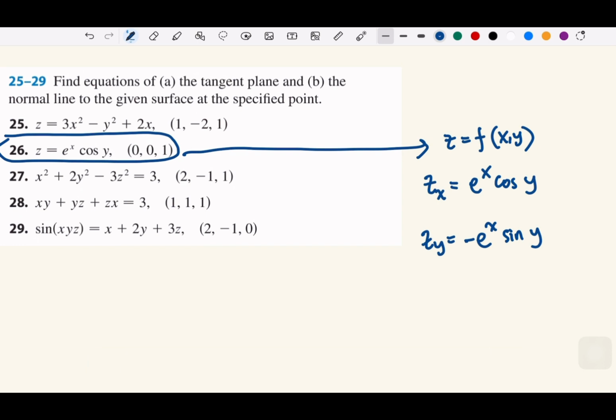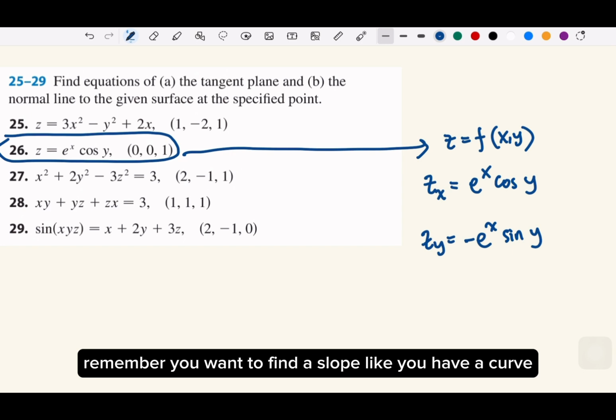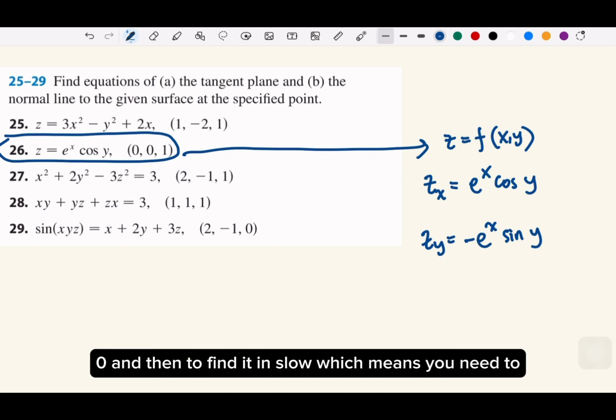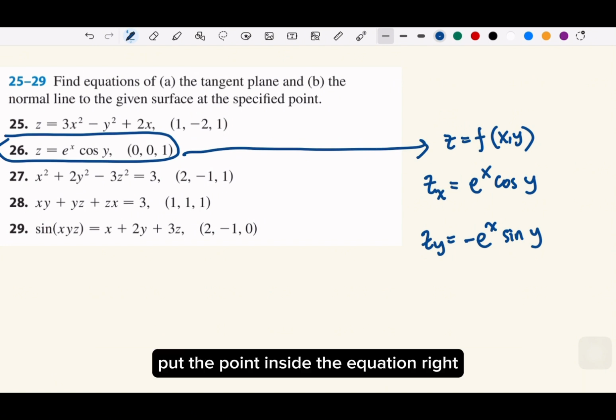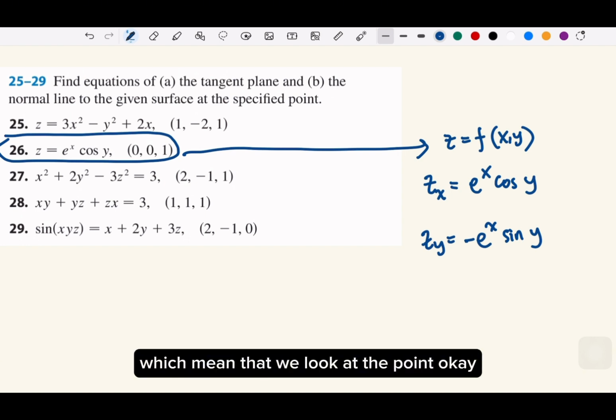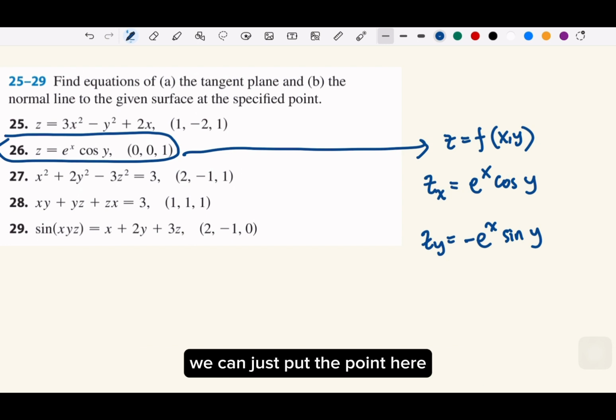At that point, remember, you want to find the slope, like you have a curve. You want to find the slope at 0, 0. To find the slope, you need to put the point inside the equation, right? Now the same: we have the partial x, we have the partial y. Think of this like a slope. Which means that we need to look at the point. Then we can just put the point here, x equals 0, y equals 0.